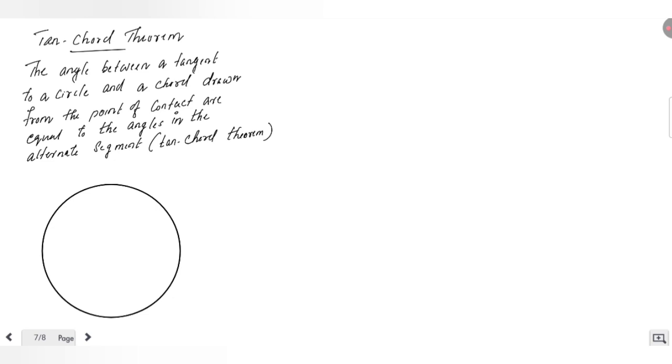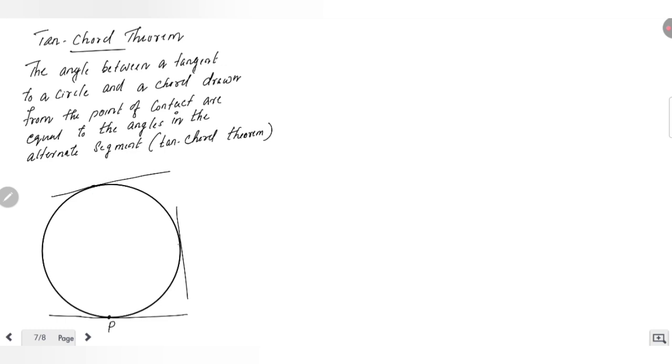Before we do this theorem, you need to know what you mean by a tangent. A tangent is a line that touches only one point, like this. Let me name the point of contact of the tangent and the circle as P. If the line crosses the circle, then it is a secant. The tangent touches only one point. These are the tangents, one point.